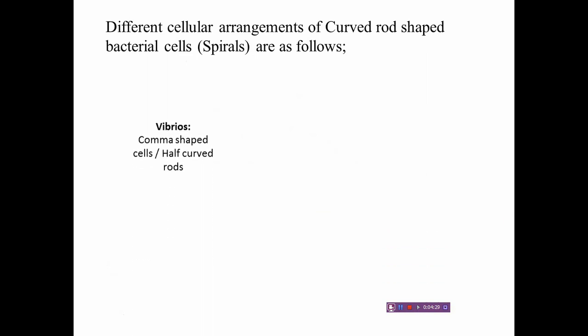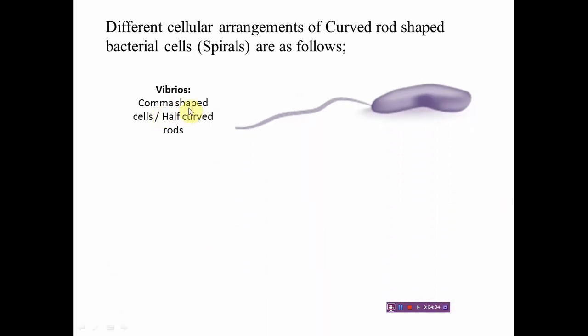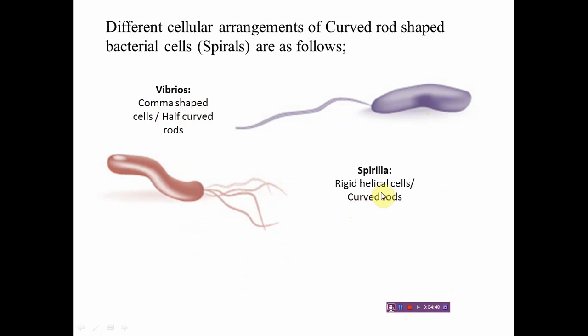Different cellular arrangements of curved rods or spirals are as follows. Vibrios, comma-shaped or half-curved rods. So the Vibrio cholerae, it is an example of Vibrio genus. The cells, sometimes they are rigid, they are helical, they have multiple twists and turns along their length, and these cells, they also have the hair-like projections, that is flagella, external flagella. These cells, they are called as spirilla. Aquaspirillum serpens, it is an example of spirilla.